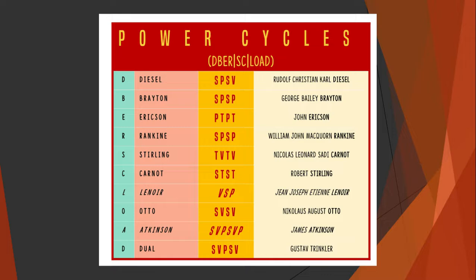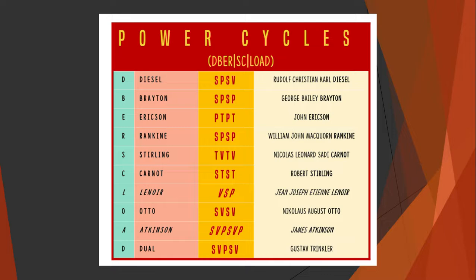So, ibig sabihin, siya is isentropic, isobaric, isentropic, isobaric. Parang nabanggit na rin to ni Sir sa kanyang mga discussion. So, ang inventor ng Brayton cycle is si George Bailey Brayton. Then, sa Ericsson, PT-PT siya. So, ibig sabihin, ito is isobaric, isothermal, isobaric, isothermal. And yung kanyang inventor is si John Ericsson.